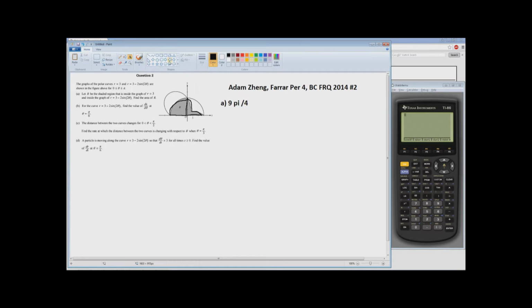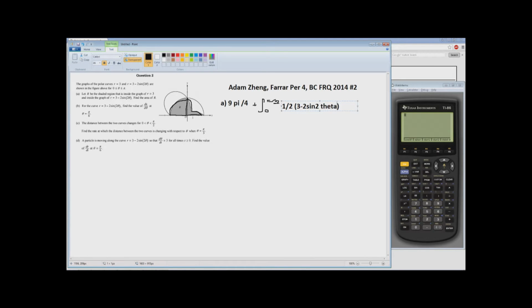Okay, and then the second part, we have 3 minus 2 sine 2 theta, and it's going from 0 to pi over 2, so take the integral from 0 to pi over 2 of 1/2 times r squared, which is 3 minus 2 sine 2 theta squared d theta. And okay, how do we evaluate this?